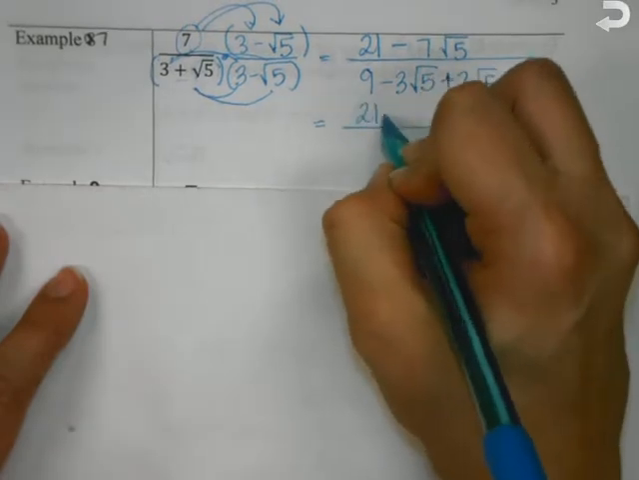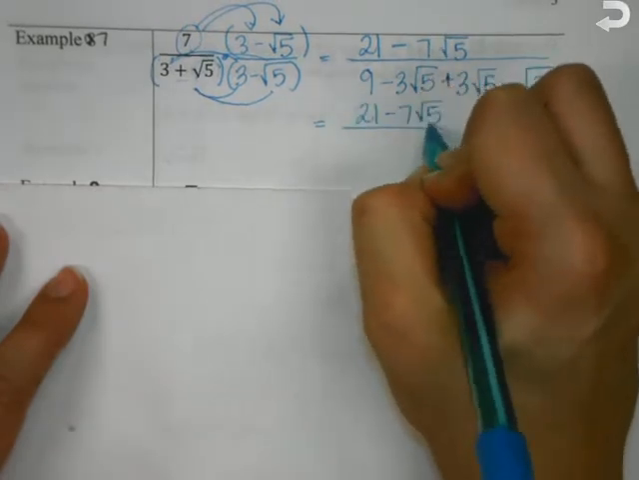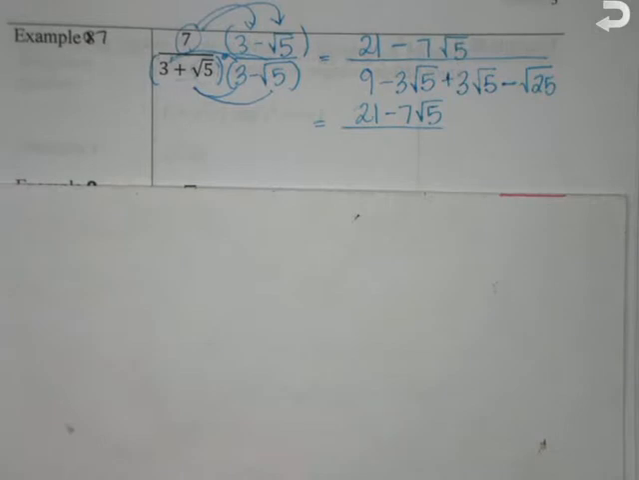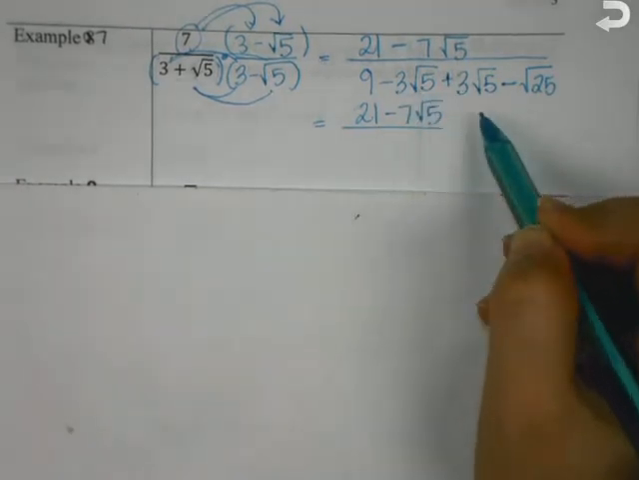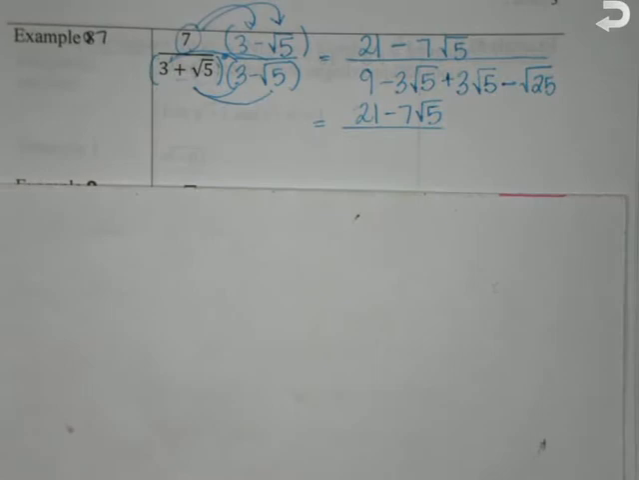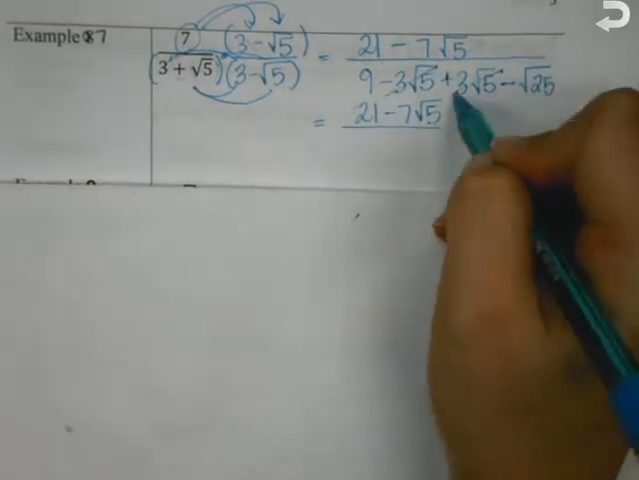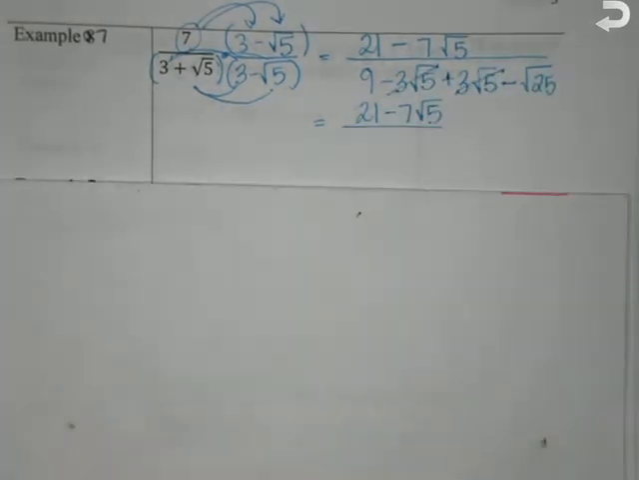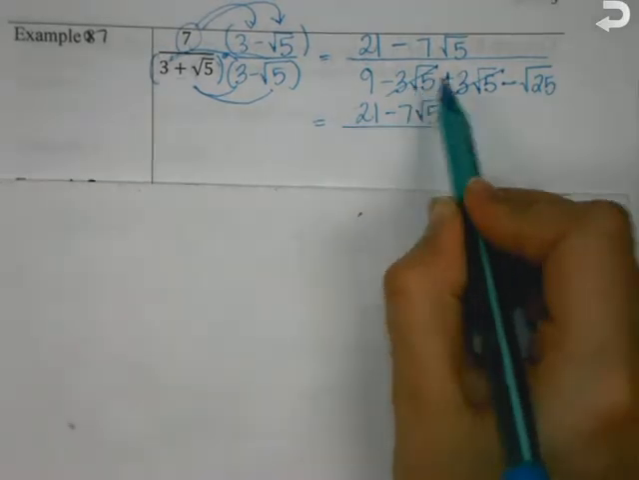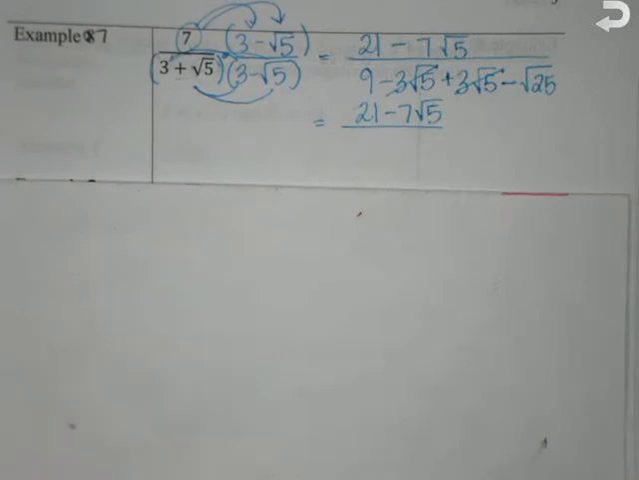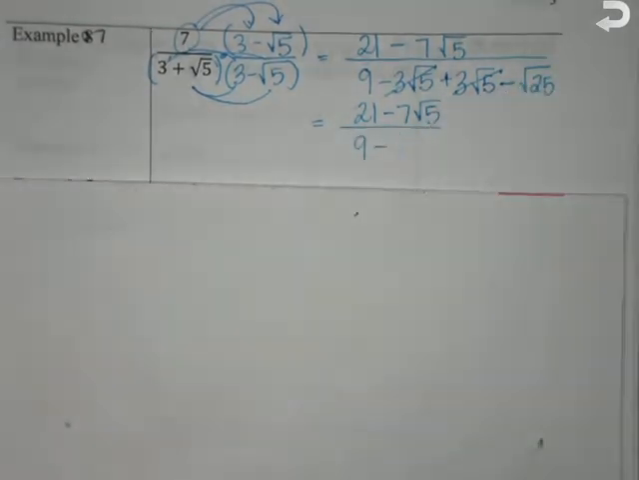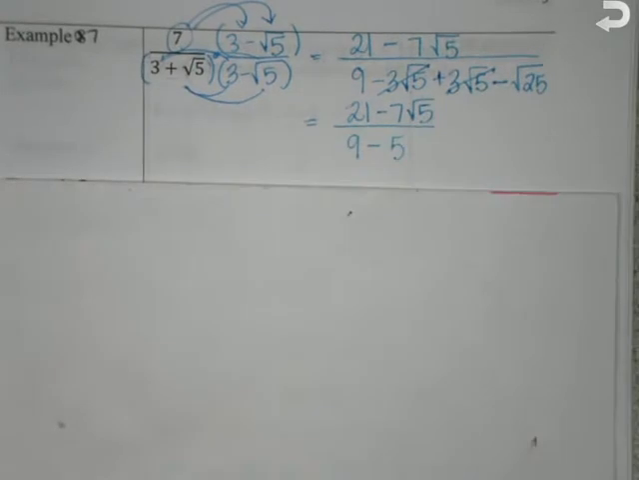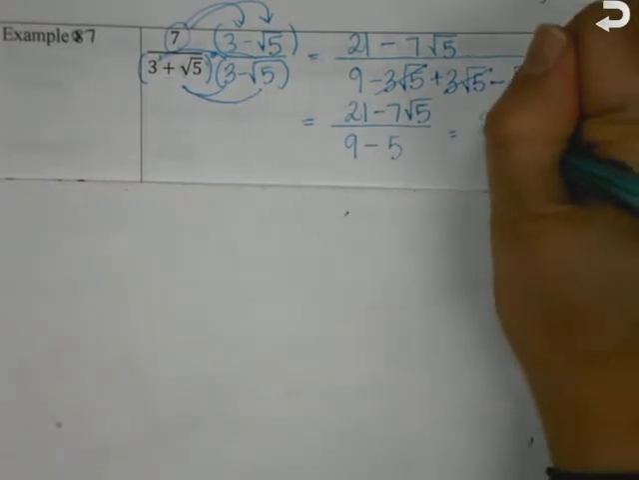And then let's simplify the denominator a little bit. Negative 3 root 5 plus 3 root 5. What does that come out to? 0. They cancel, which is the whole reason why we multiply by the conjugate. When we multiply by the conjugate, it's going to give us one positive term and one negative term. So they'll be able to cancel each other out. And then that's going to be 9 minus square root of 25, which is 5. So that ends up simplifying even more to 21 minus 7 root 5 over 4.